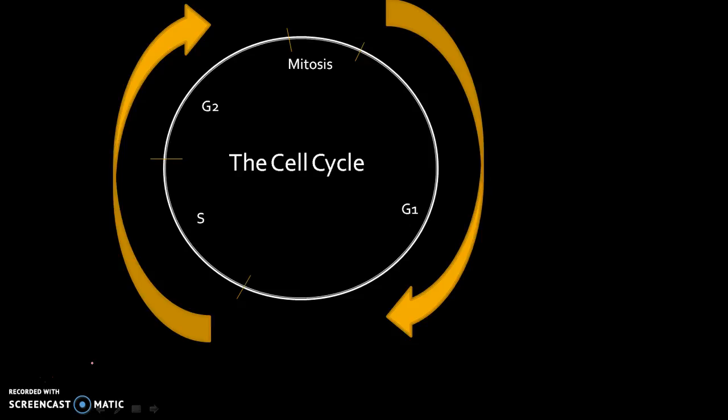And after that comes mitosis. Mitosis, as you probably all know, is prophase, metaphase, anaphase, and telophase. And this stage also includes cytokinesis. And cytokinesis is basically just separation of the cytoplasm.